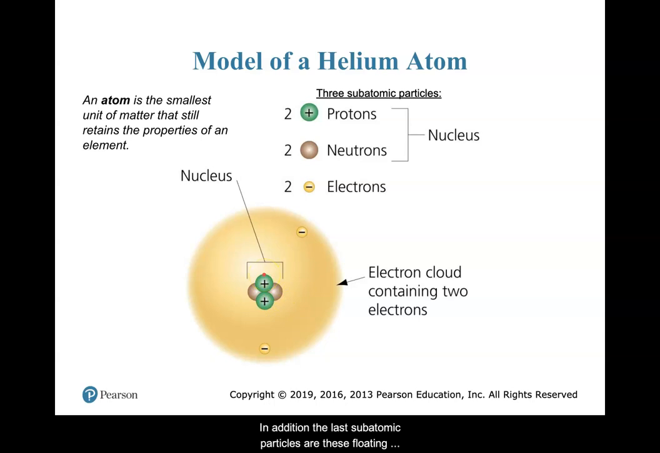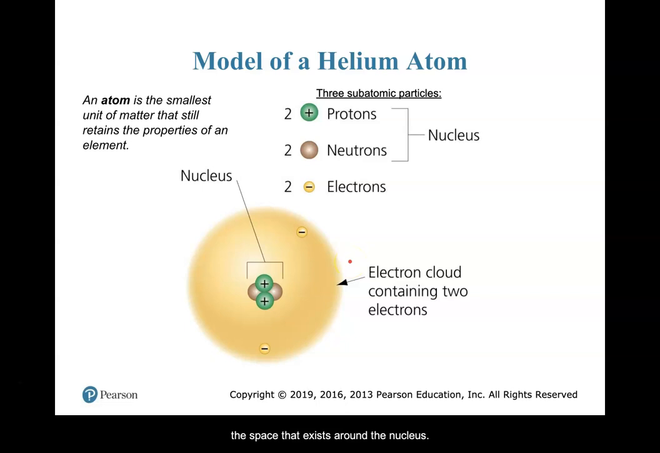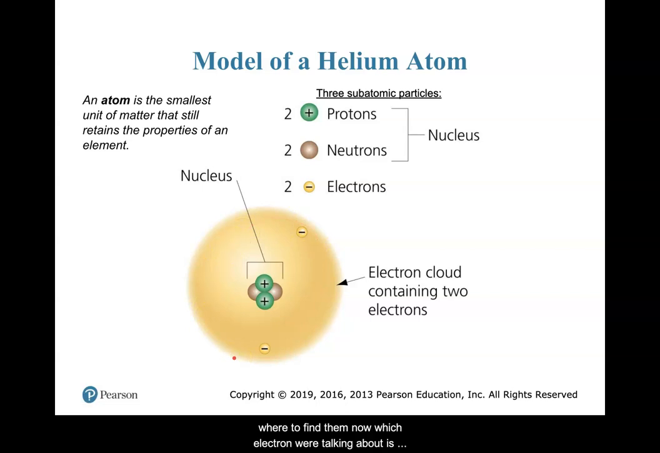In addition, the last subatomic particles are these floating electrons, and they are not located in the nucleus. They are actually located around the nucleus, in the space that exists around the nucleus, not necessarily a defined circular space, but they're found floating consistently, circling around the nucleus in what's termed an electron cloud. And an electron cloud is actually our best guess at where we can find those electrons. And we're pretty good at determining where to find them. Now, which electron we're talking about is going to determine how they orbit the nucleus.